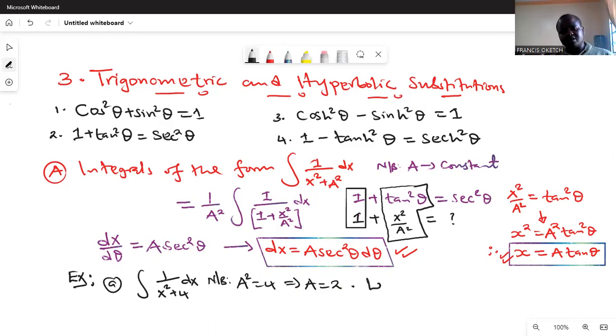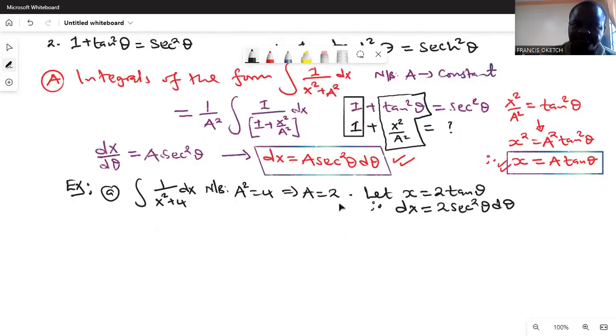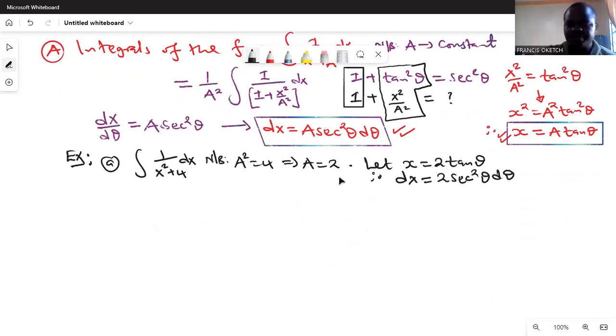So we let x be equal to 2 tan theta. What about dx? Therefore our dx will be equal to 2 sec squared theta d theta. You differentiate x with respect to theta so that you get that. Now, when you substitute it back to your integral, this is what you're going to get.